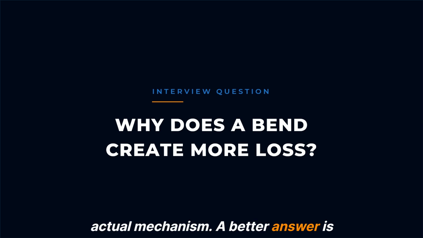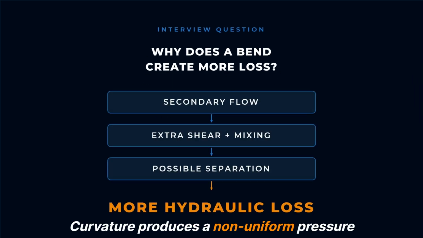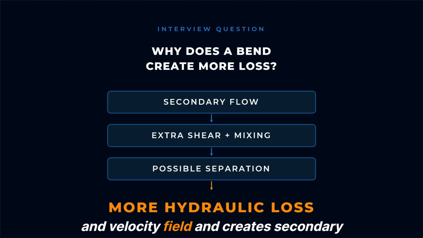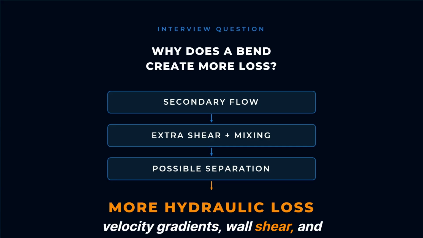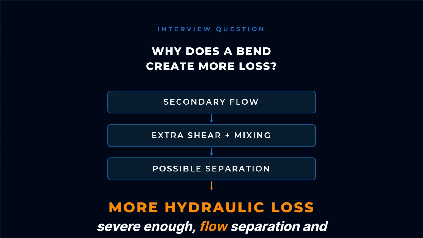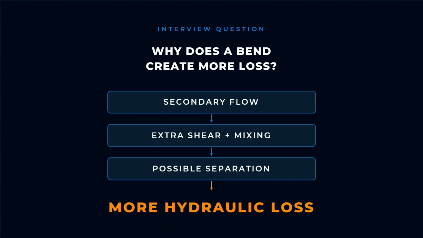A better answer is, curvature produces a non-uniform pressure and velocity field and creates secondary flow. This additional motion increases velocity gradients, wall shear, and mixing. And if the bend geometry is severe enough, flow separation and recirculation can create even more loss. That is the engineering reason.